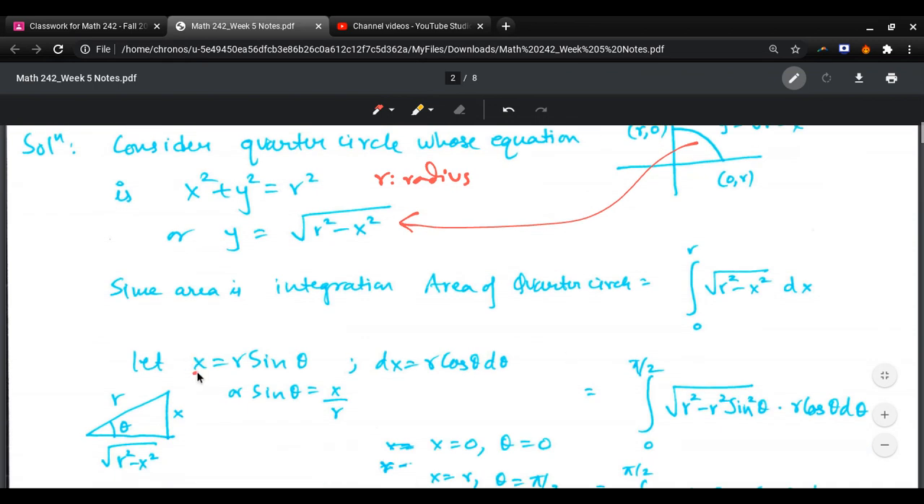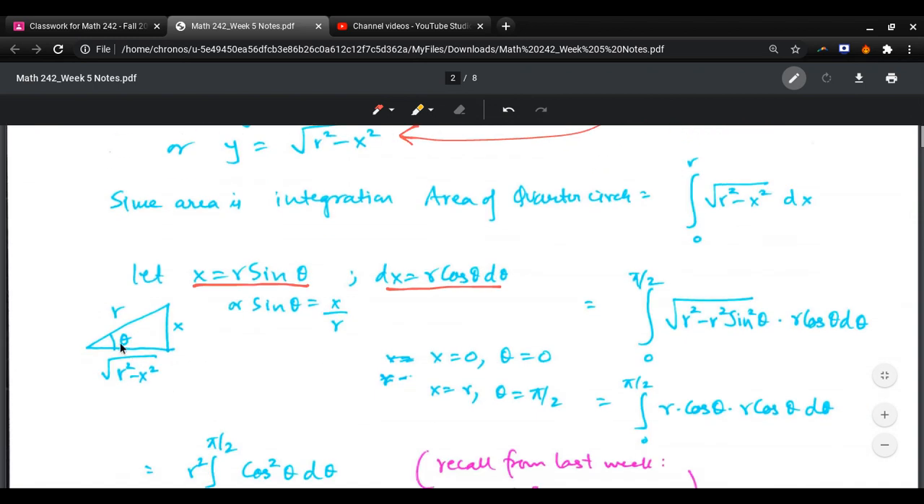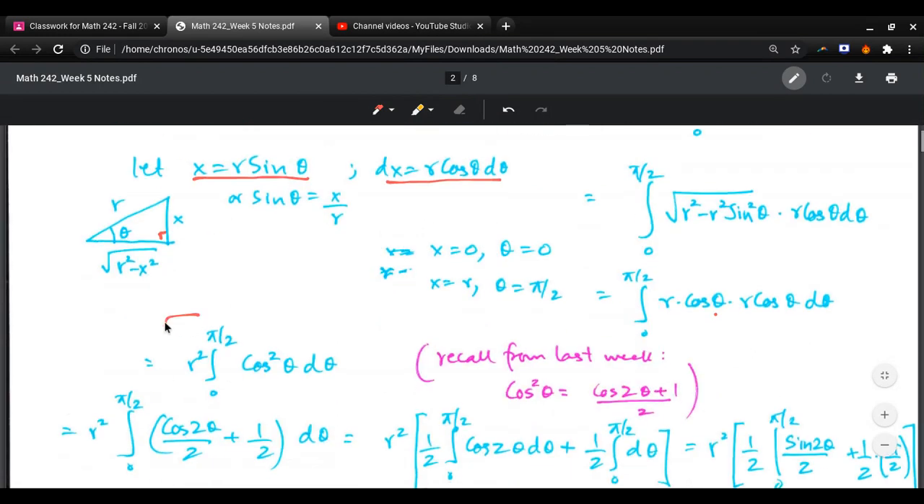So we do our standard substitution, x equals r sine theta, dx is r cosine theta, which means we have this triangle with angle theta, where sine theta, which is opposite over hypotenuse, is x over r. So that gives me my adjacent as root of this term. Because I made a substitution, when x is 0, theta is 0, and when x is r, theta is pi over 2. So I end up with this expression.